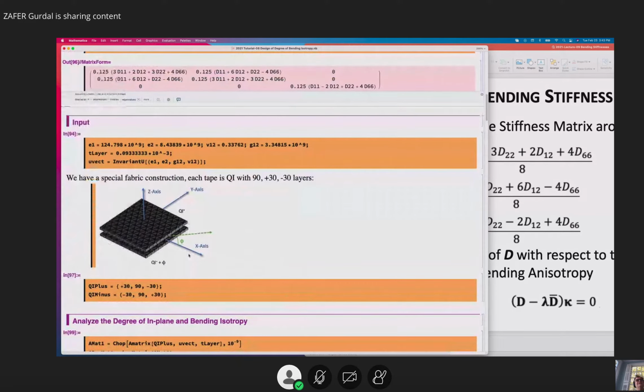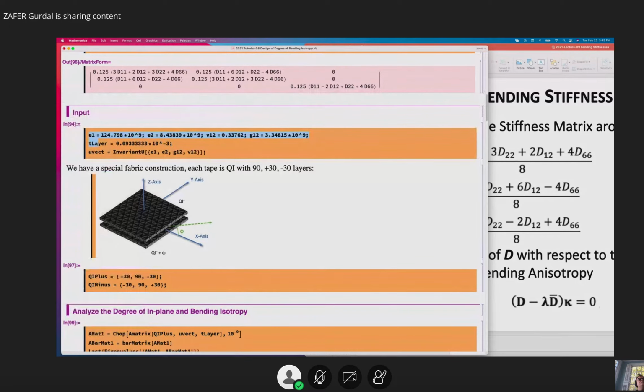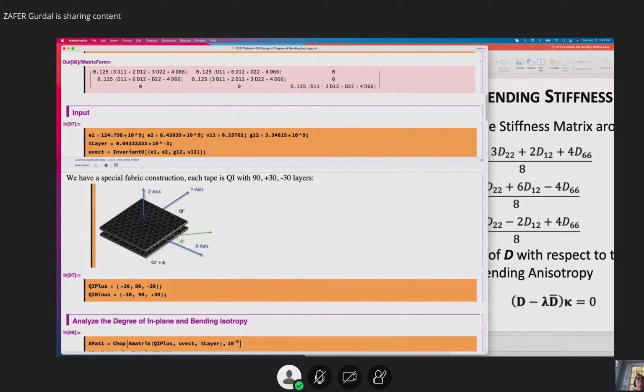For this demonstration, we're going to use an interesting concept. But let me first define material properties. E1 is this, E2, nu12, G12 are here. Layer thickness is 0.093 times 10 to the minus 3. The U vector is the invariant U of these quantities. Okay, and if I execute this, I get all the material properties. So my material properties are ready.